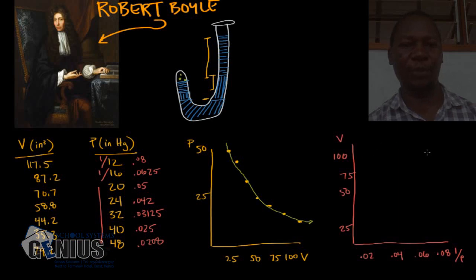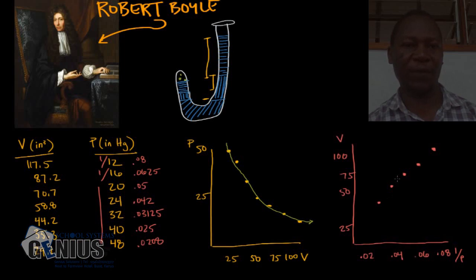And then 58.8, just about 60, will be 0.042, and 44.2 will be 0.03125. 35.3 will be 0.025, and 29.1 will be 0.0208. This isn't a perfectly clean graph, but we do see that when we graph volume as a function of the inverse of pressure, we get a straight line.